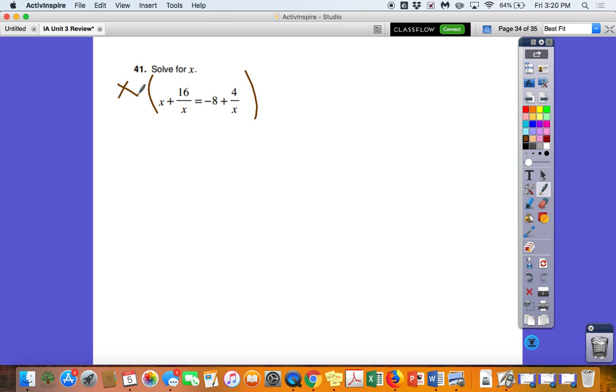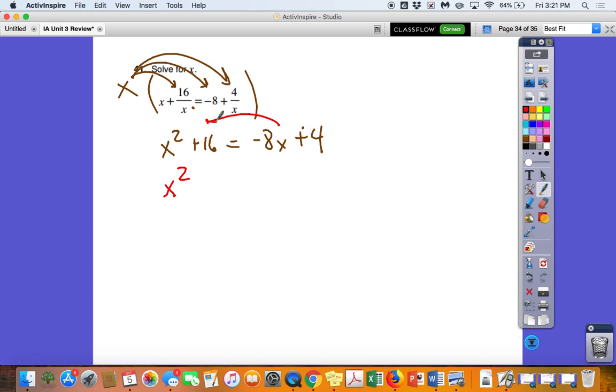Let's multiply 3 by x. X times x is x squared. X times this one, the x's cancel, and I get 16. So x times negative 8 is negative 8x. X times this one is positive 4. So when you see that square, that means you push everything to one side. So he's got to hop. Put them in descending order, so the 4 comes over here and joins his constant buddy.